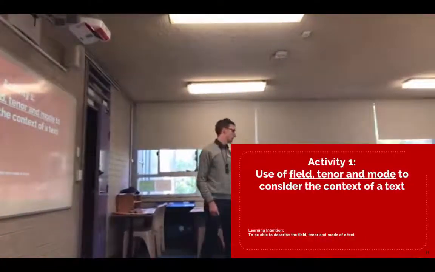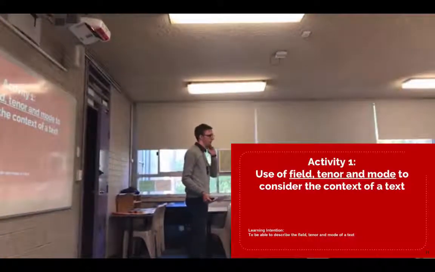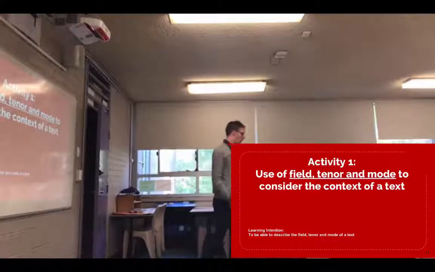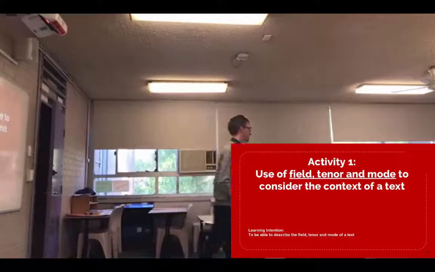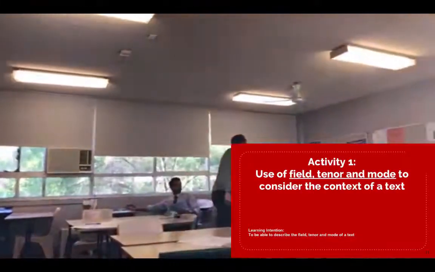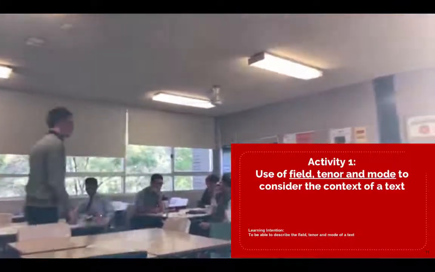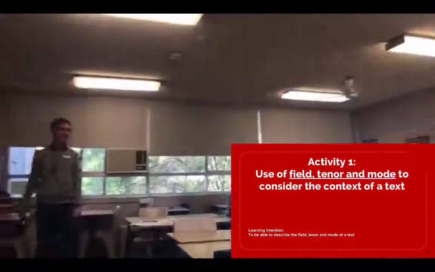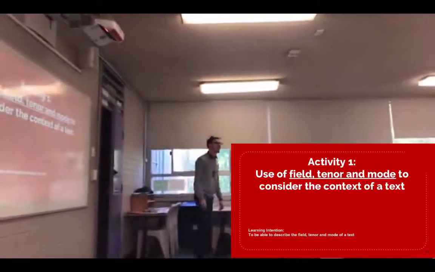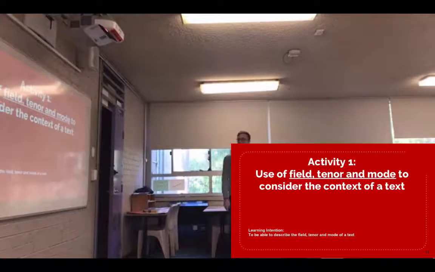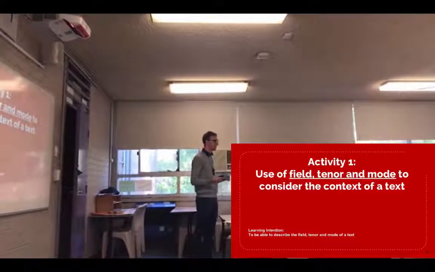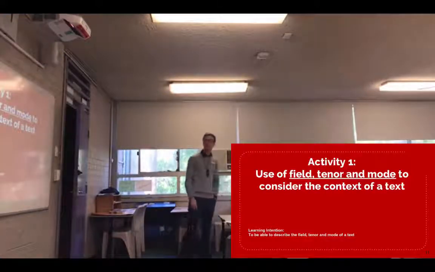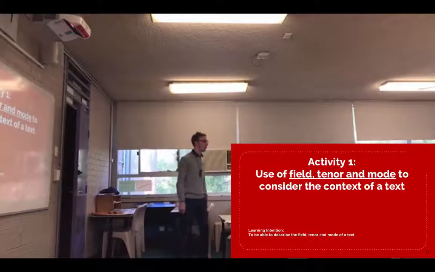Now, just to get you thinking about this, we'll do a quick activity. You'll notice on the table in front of you are a few different articles. Okay, I've only got one of the Dean and Davina one, but just have a look at that one first. Anyone here watched Married at First Sight? Yes. Okay, very good. So the aim of this is just to be able to describe, using dot points or just even talking, the field, tenor and mode of the text on the table.